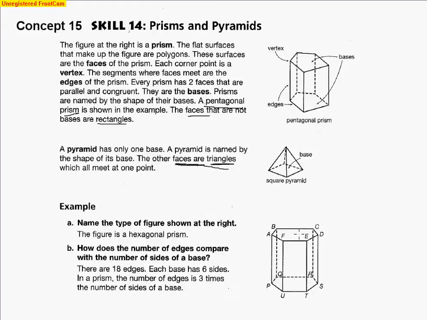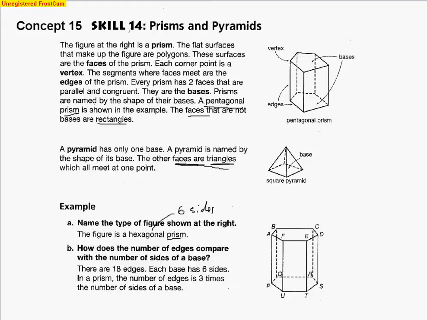So let's take a look at this one. This was definitely a prism because it has 2 bases. So that's why they called it a prism. Now it's a hexagonal prism because it has 6 sides. So we have those 6 sides going around. And so that's why we're going to end up calling it a hexagonal prism. See, 1, 2, 3, 4, 5, 6.